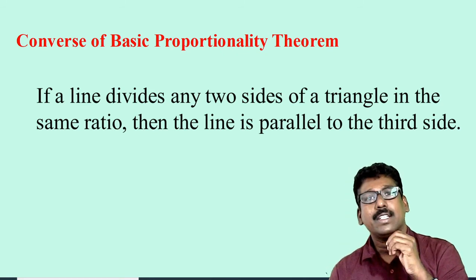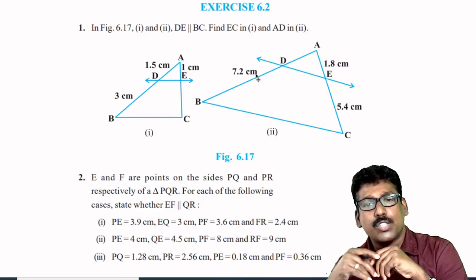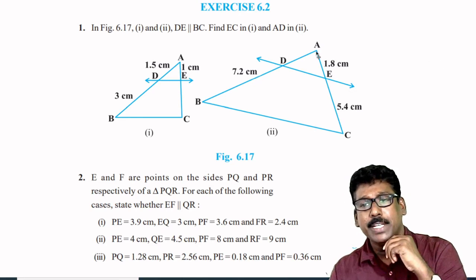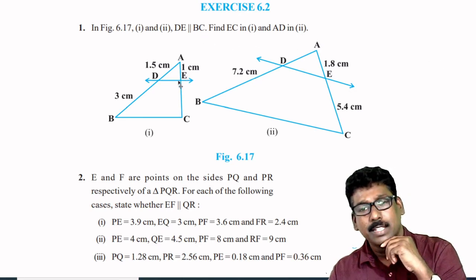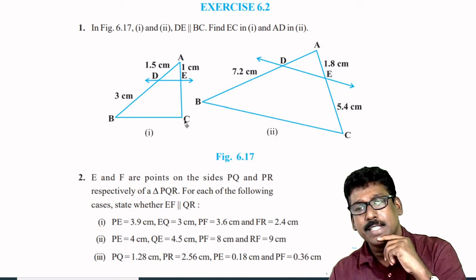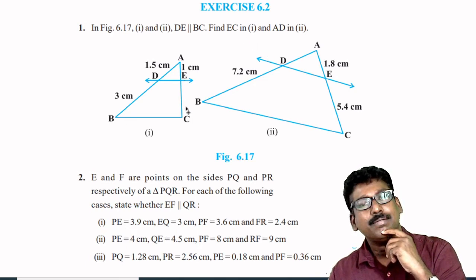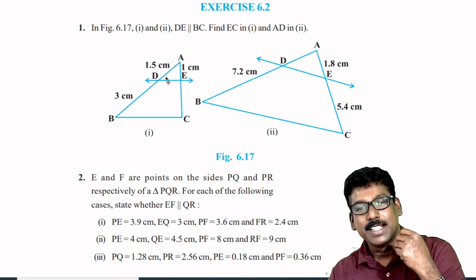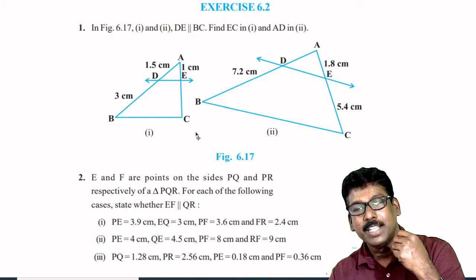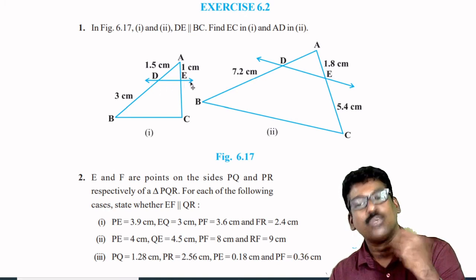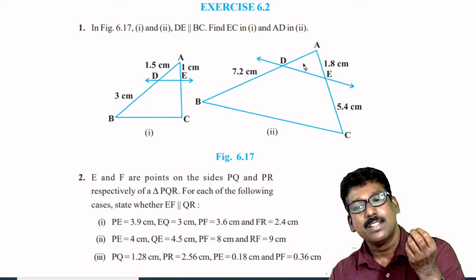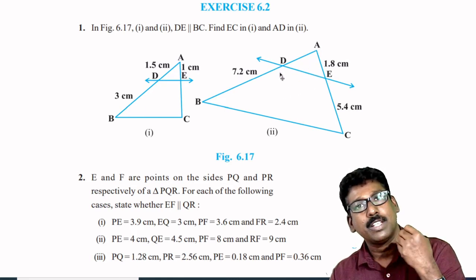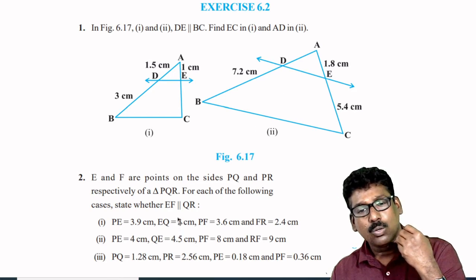Now look at the textbook exercise. Look at the first question. In figure 6.17, DE and BC are parallel, that is, DE parallel to BC. Find EC. Here you can apply the basic proportionality theorem, that is AD by DB is equal to AE by EC. The measurements are given, so find out EC. Similarly, next you have to find out the length of AD. Use the basic proportionality theorem.